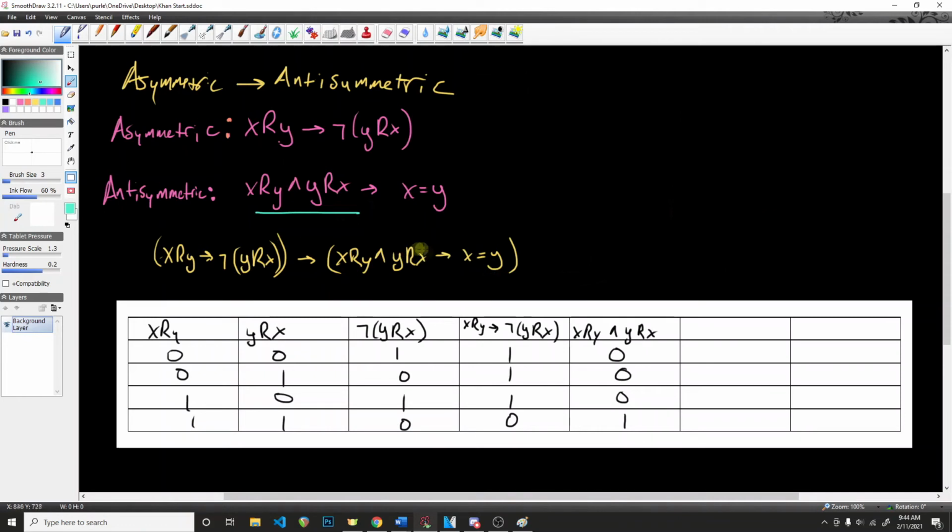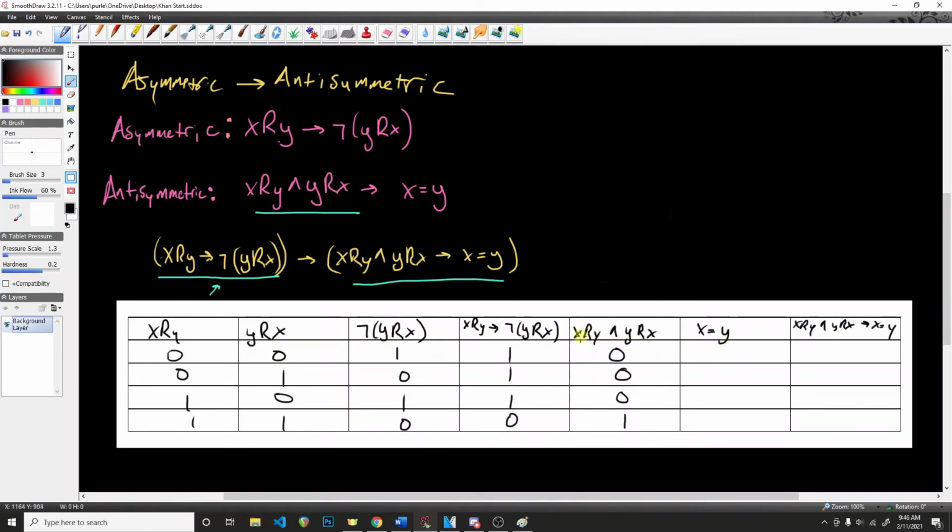Now if we look at what we're actually trying to prove, we're trying to prove that this implies this. So XRY implies not YRX is our basic premise. And then the next thing I want to look at is the right side of this implication, which is X is equal to Y. But what we really want to know is this entire relation, XRY and YRX implies X is equal to Y. At this point, we really don't know what the truth value of X equals Y is.